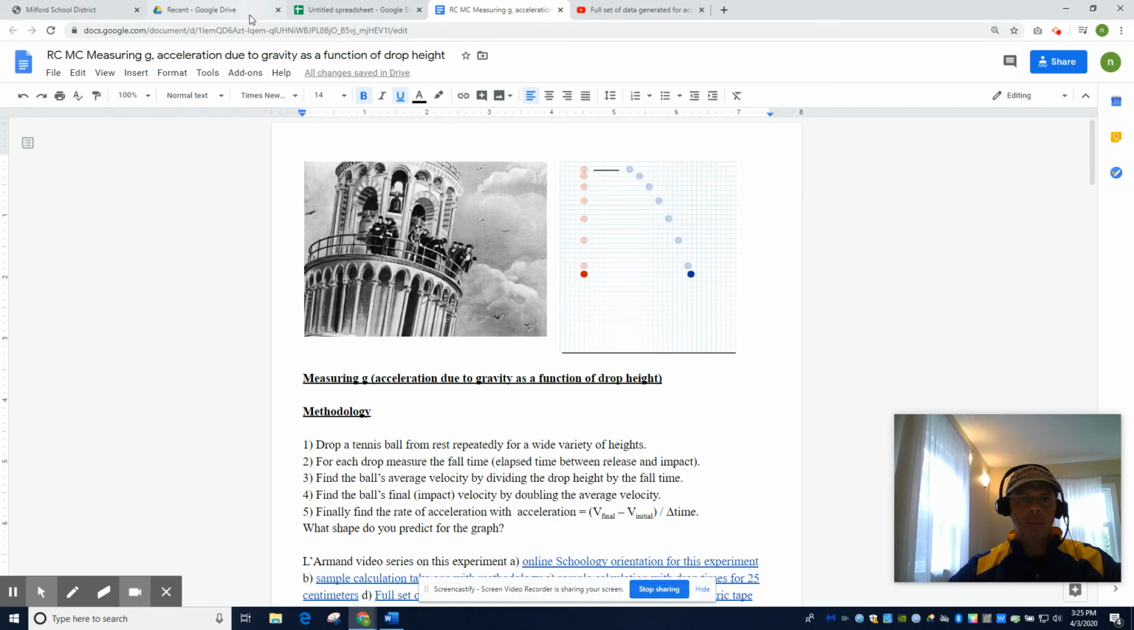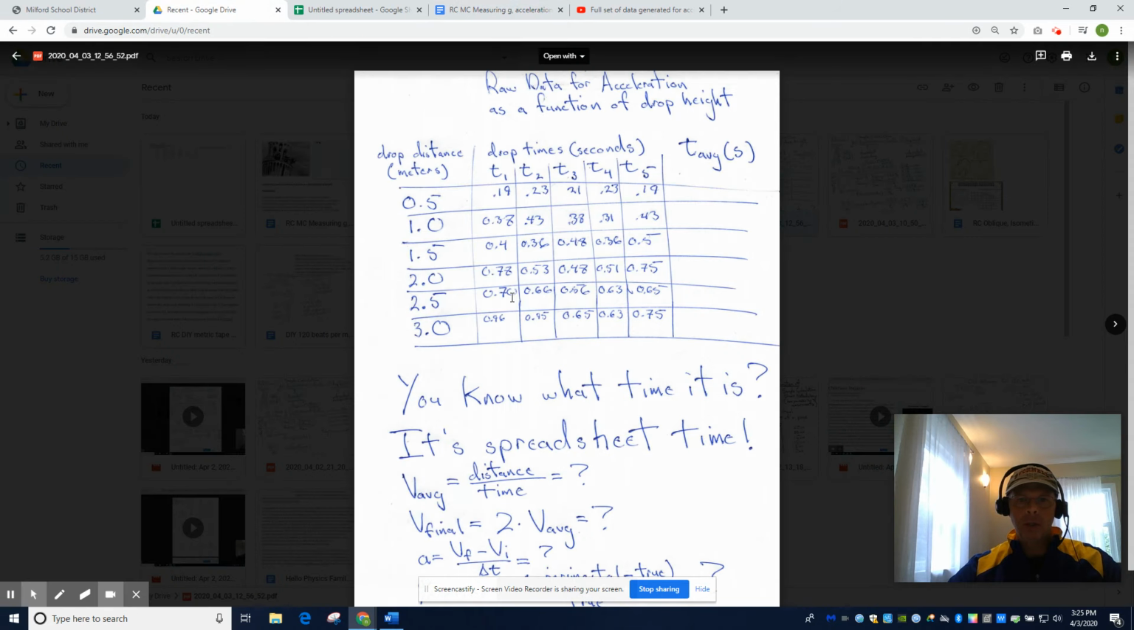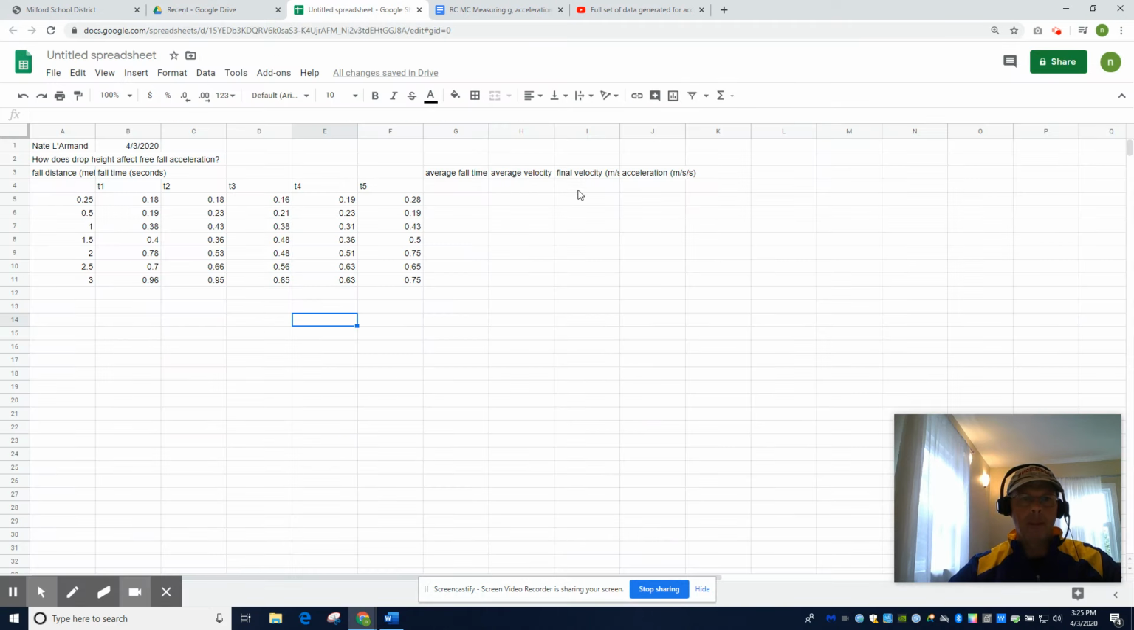Anyway, here's our original data set. This is what I wrote down when we were in the backyard. And like I said, it's spreadsheet time. So we're going to do average velocity equals distance over time. Final velocity is double the average, and then acceleration is the rate of change of velocity. That is the final velocity minus the initial velocity divided by time, except the initial velocity is 0. So it's really just the final divided by the time. Sounds complicated, but it's not.